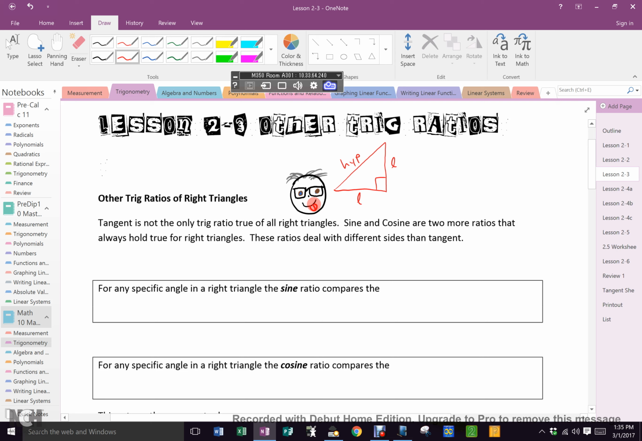If I am down there, what is this leg? Opposite. What is this leg? Adjacent. Excellent. Now, what if my good friend Tanisha is up here?